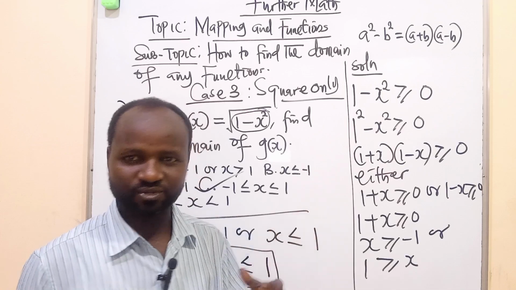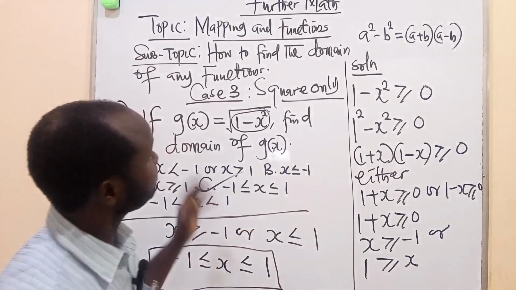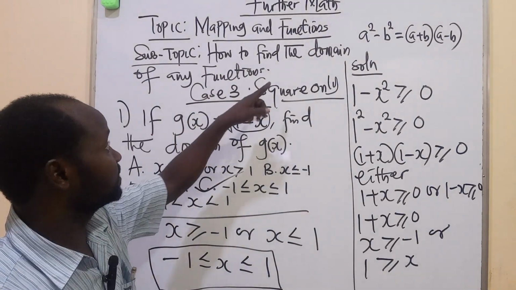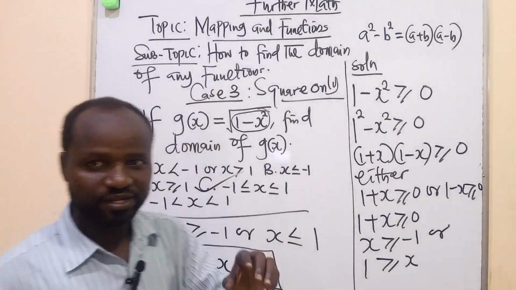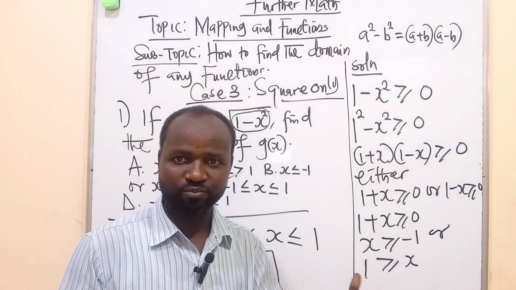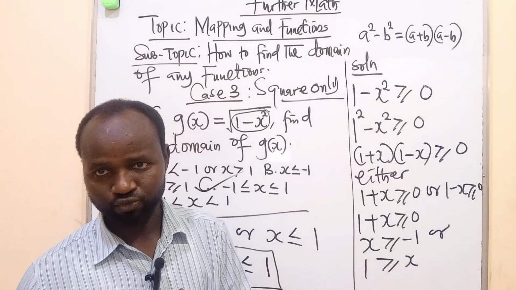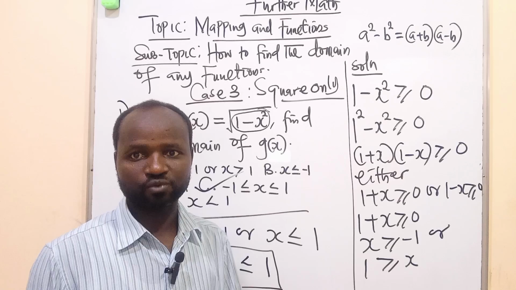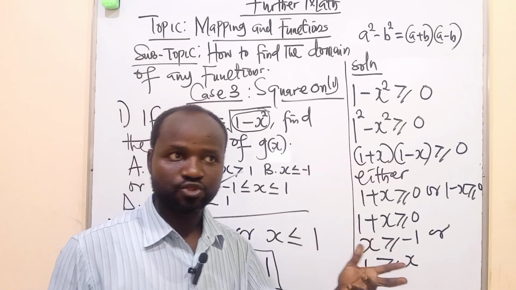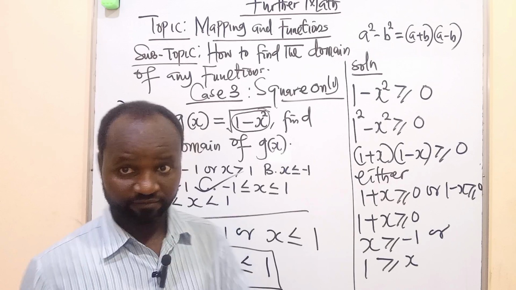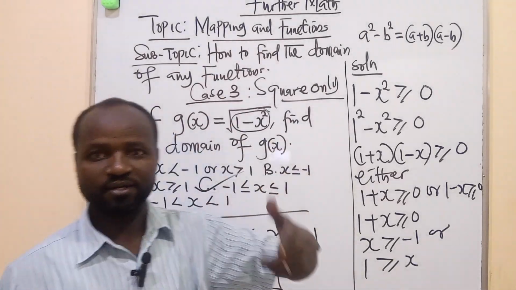In my next video, God willing, I will solve as many questions as I can from this topic, how to find the domain of any function. After we finish the domain, we'll look at the range, because the opposite of domain is the codomain, which is range. So we'll look at how we can find the range of any function before we look at the inverse, then the composite function under this mapping function.